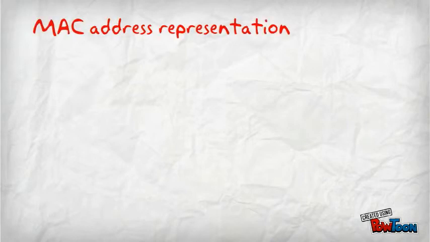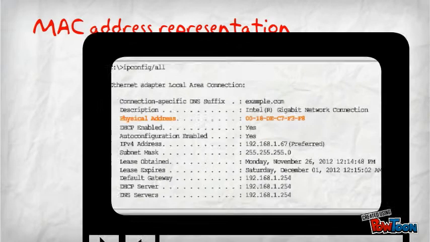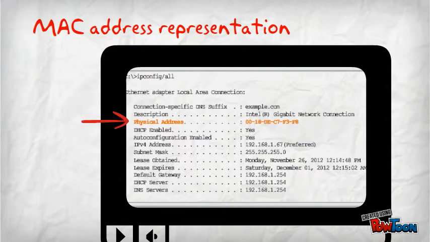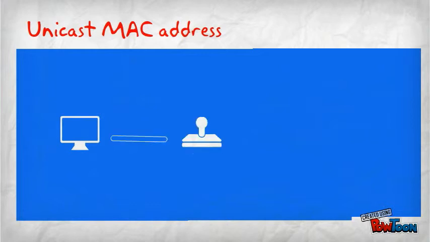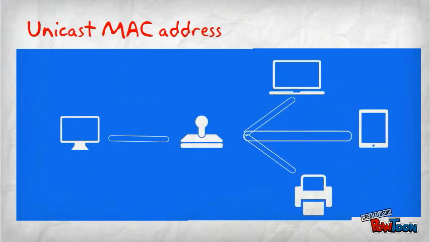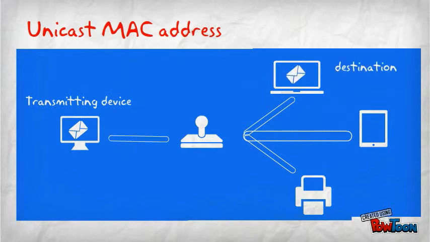MAC address representation. The ipconfig /all command can be used to identify the MAC address, for example, here. Unicast MAC address. A unicast MAC address is the unique address used when a frame is sent from a single transmitting device to a single destination device.